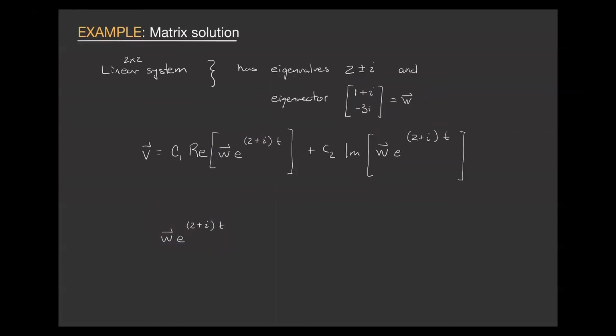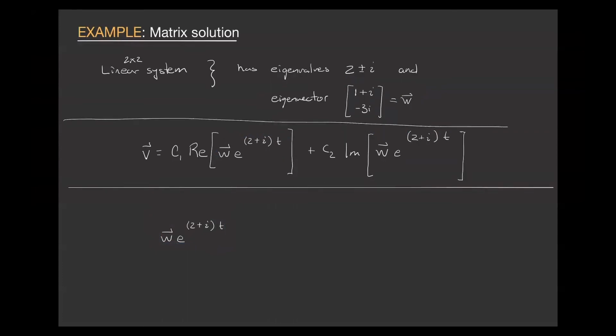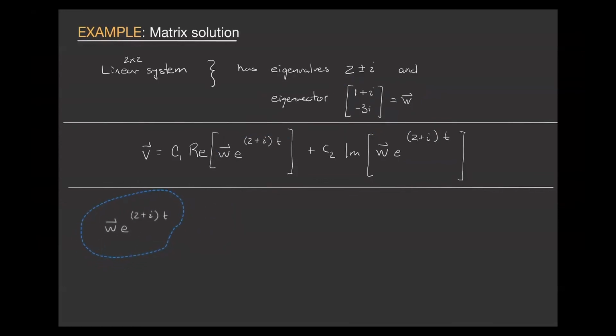So where we want to end up is with V looking like so. And in order to get there, we'll do a little bit of computation. So W e to the 2 plus i t. All right. Well, first W, there's 1 plus i and negative 3i for W. Then e to the 2 plus i t, well, we can write that, of course, as e to the 2t times e to the it.